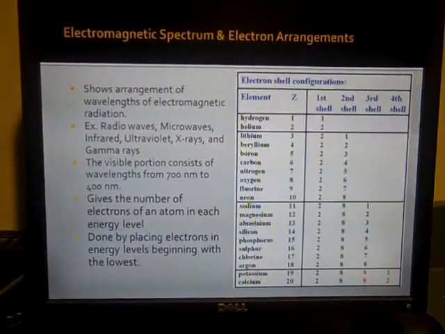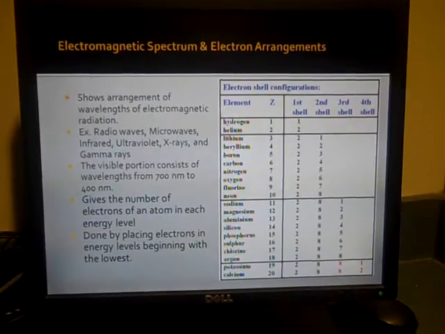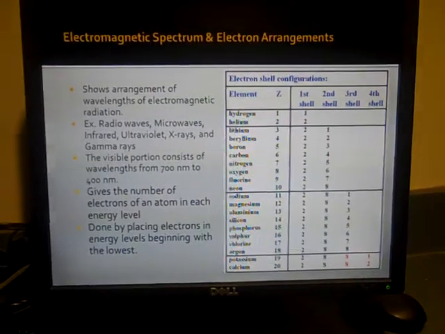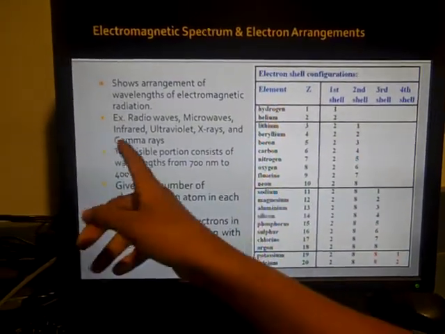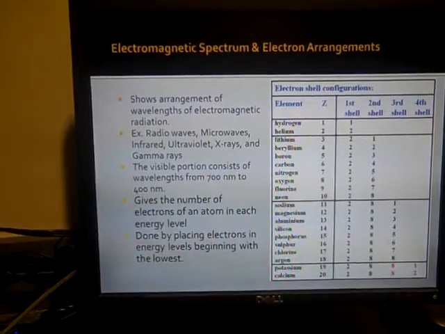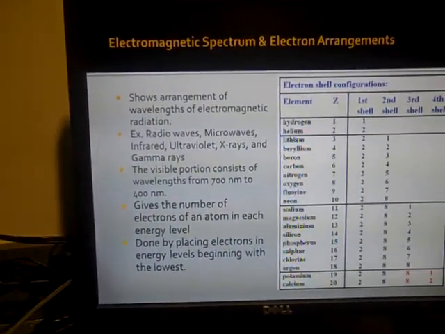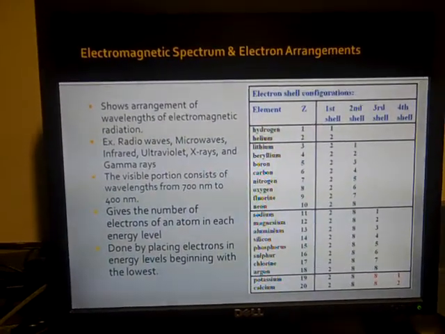It shows arrangements of wavelengths. First is the spectrum, which shows arrangements of wavelengths of electromagnetic radiation. A few examples would be radio waves, microwaves, ultraviolet waves, and for more you can just read here. Then the visible portion consists of wavelengths from 700 nanometers to 400 nanometers.